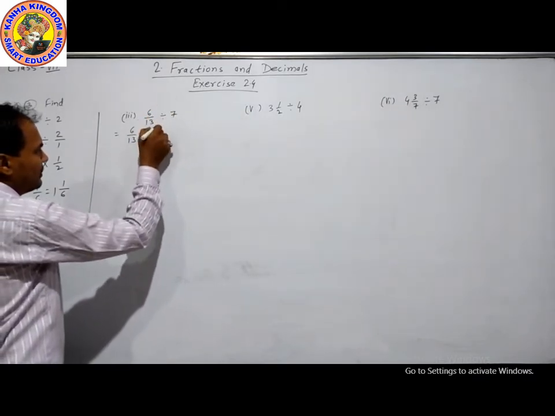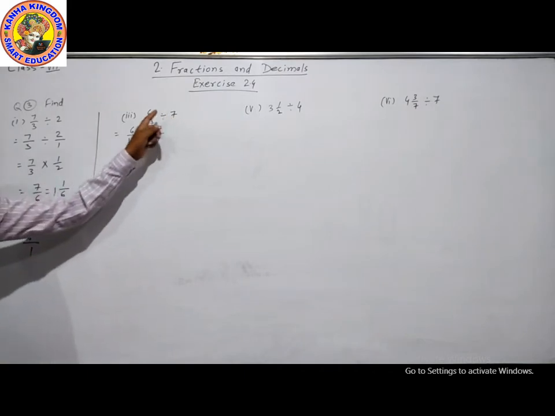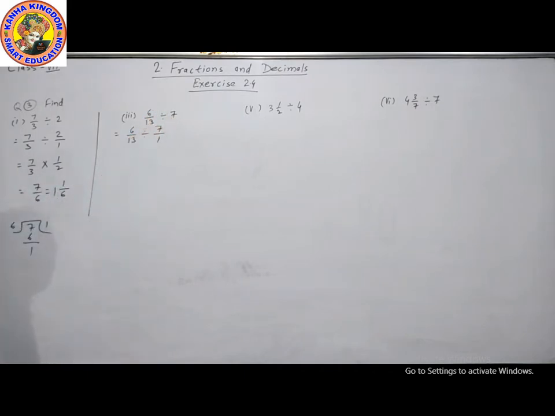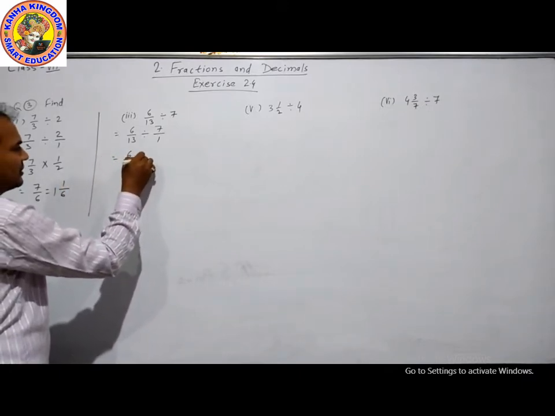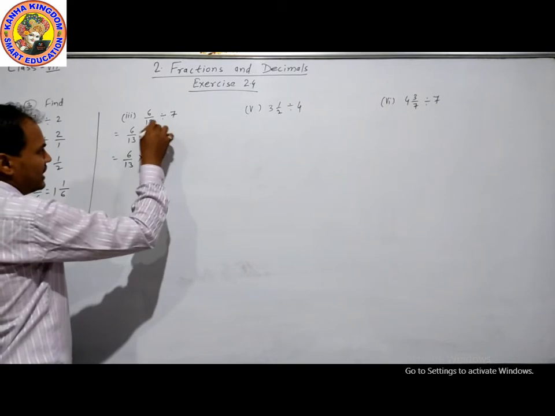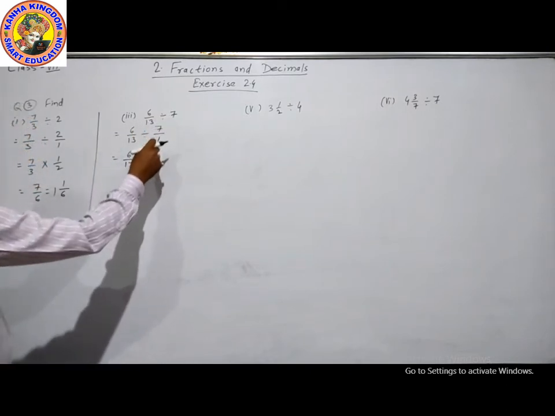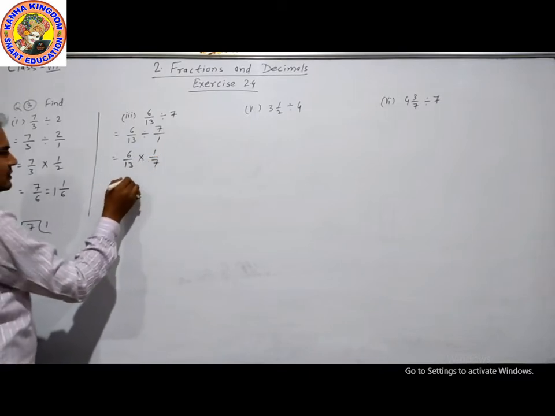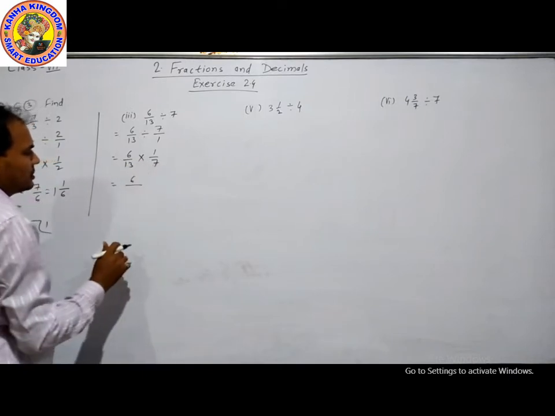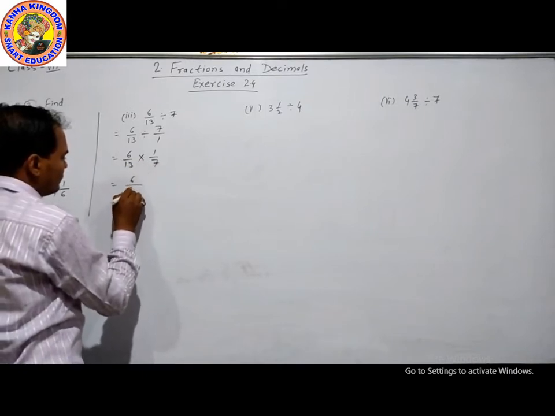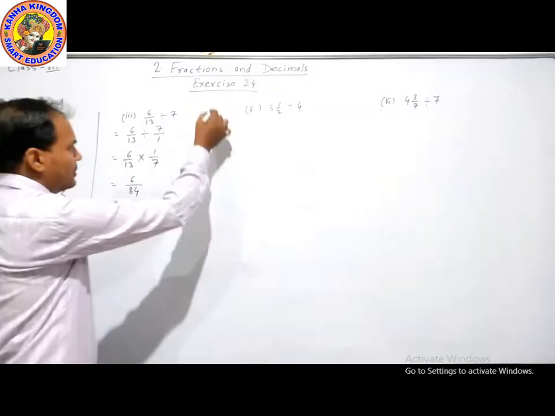The next is 6 by 13 divided by 7. 7 is a whole number, we will change it into a fraction by dividing by 1. Now the divide will be changed into multiply and the second digit becomes its reciprocal. So 7 by 1 will change into 1 by 7. 6 into 1 is 6, 13 into 7 is 91. The answer is 6 by 91.